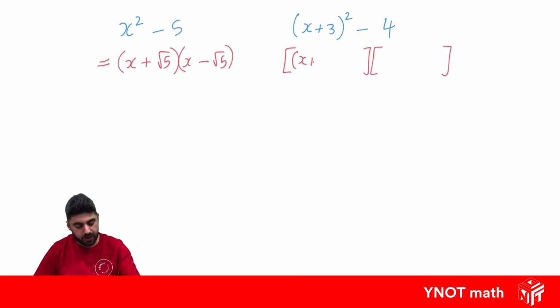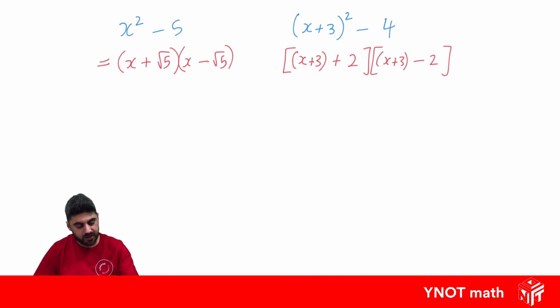I'll write it in its own bracket. And the square root of 4 is 2. Copy that over in the other one, so x plus 3 and 2. Make one a plus and one a minus. So hopefully you can see that the square root of x plus 3 all squared is just x plus 3. Just like the square root of x squared is x, we just get rid of the square.